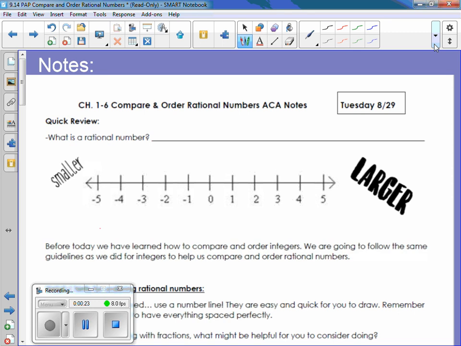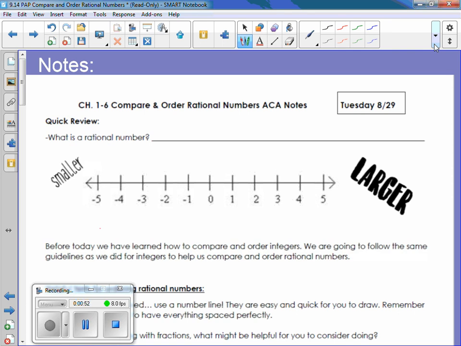Now what's the difference between an integer and a rational number? An integer does not contain decimals or fractions, and rational numbers do. Awesome. So she said integers do not contain decimals or fractions, but rational numbers do. It's the same concept as ordering integers, but the numbers are a little bit more difficult. They're not as nice and pretty, okay? And so because of that, it takes a little bit more time. Sometimes they're easier, but sometimes they're not.